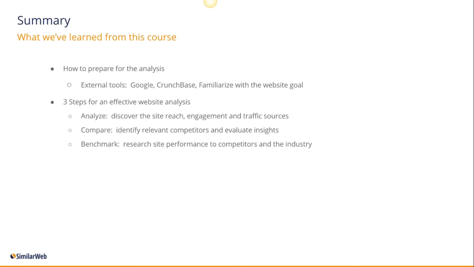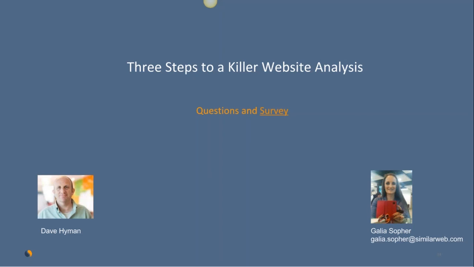Number 2, there are 3 steps to the effective website analysis, our killer analysis. First, we analyze one website and do that health check: discover the site reach, engagement, and traffic sources. Second, compare the website with competitors. Again, you have 2 options here: keyword competitors and similar sites. If similar sites is not focused enough for your needs, use keyword competitors. It's a great, great tool. The third step is to benchmark, to see where we stand within the industry overall.